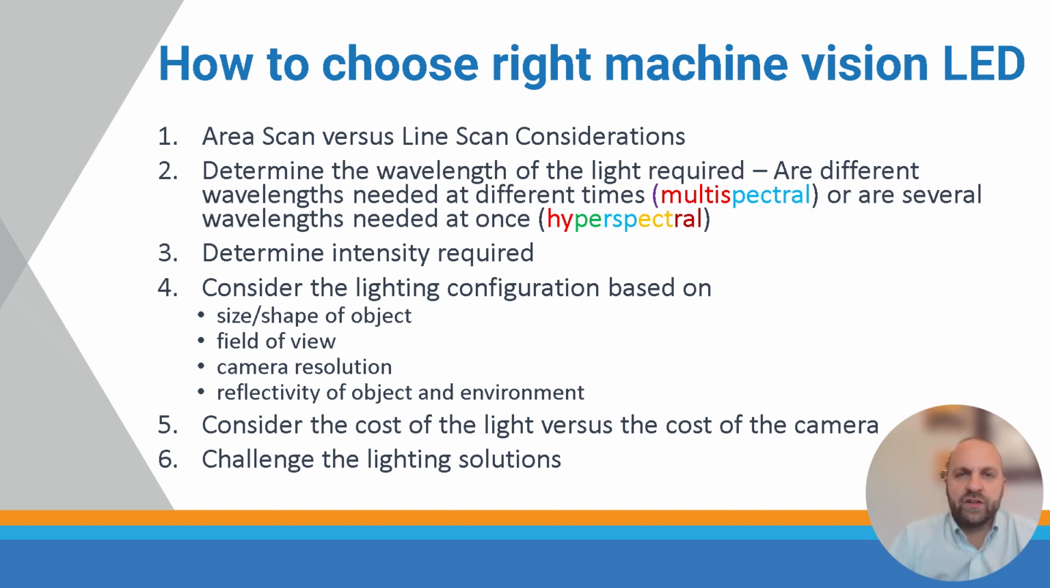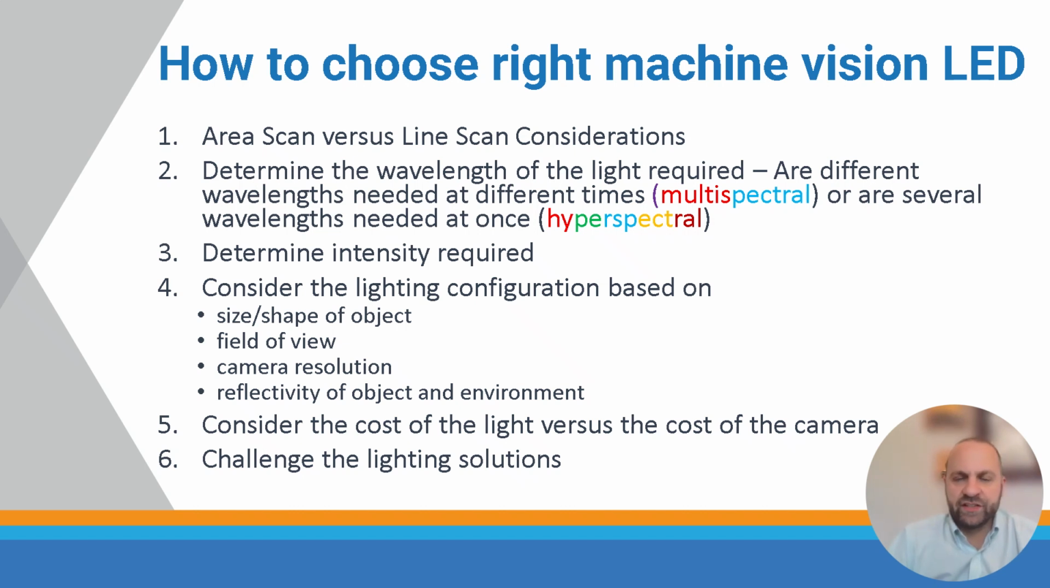Consider the cost of the light versus the camera. If you're using a cheap camera, you might want to match that. If you're using something very expensive, like a SWIR camera, you may want to make sure your illumination matches that. It doesn't make sense to have a mismatch there. And often a small increase in the cost of the light can make a world of difference and can maybe even bring down the cost of the camera that you're using.